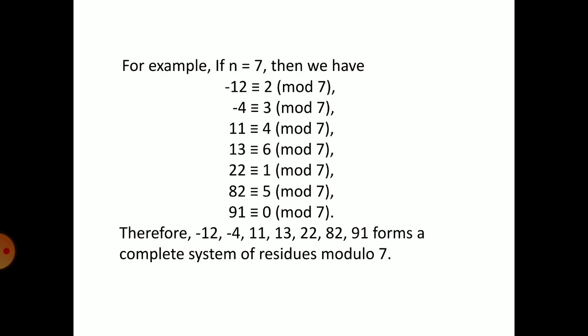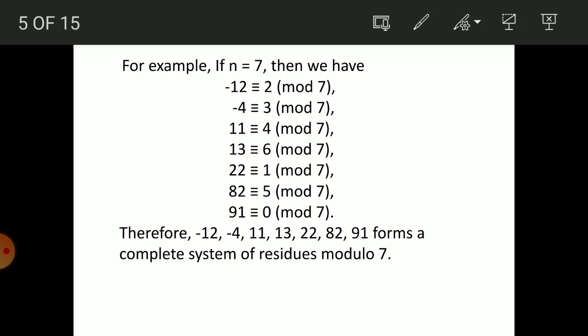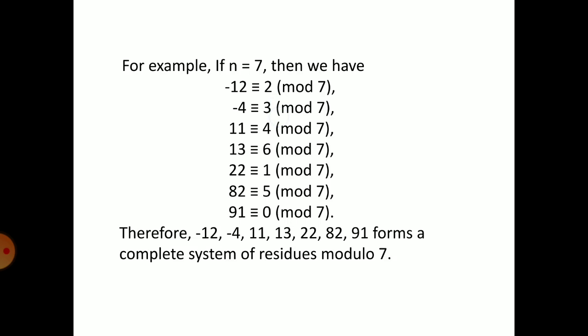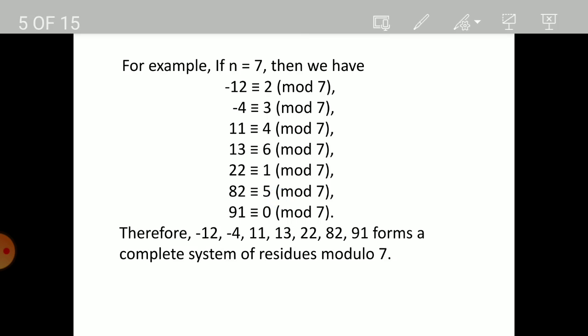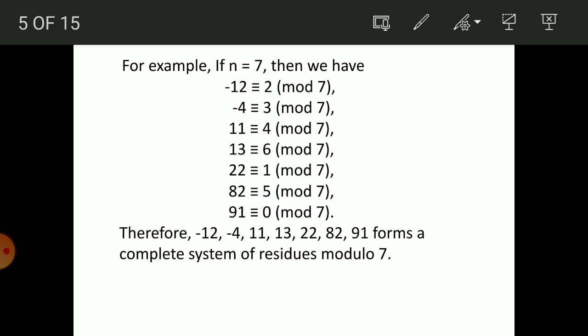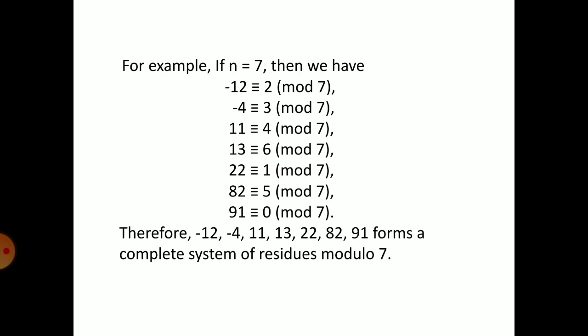Here we observe that n is equal to 7. That means the integers from 0 to n minus 1, that means 0 to 6, must be congruent to some integers taken in different order. That means here 0 is congruent to 91 mod 7, 1 is congruent to 21 mod 7, 2 is congruent to minus 12 mod 7, 3 is congruent to minus 4 mod 7, 4 is congruent to 11 mod 7, 5 is congruent to 82 mod 7, and 6 is congruent to 13 mod 7.